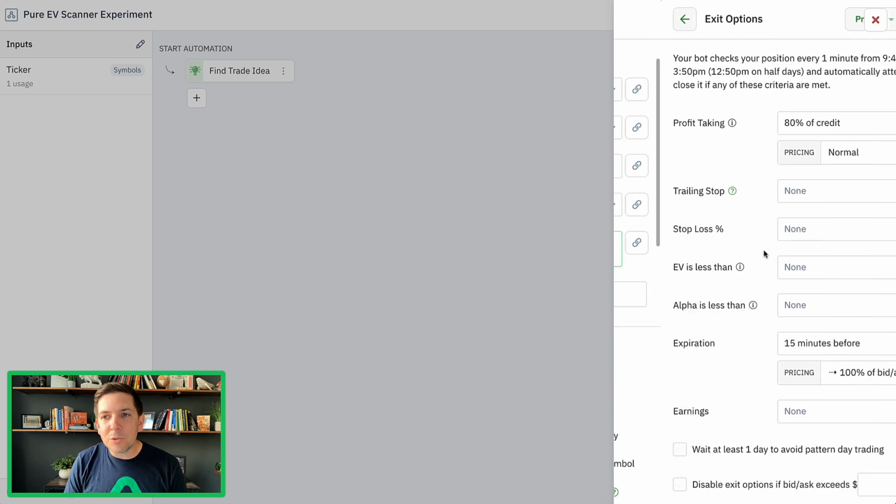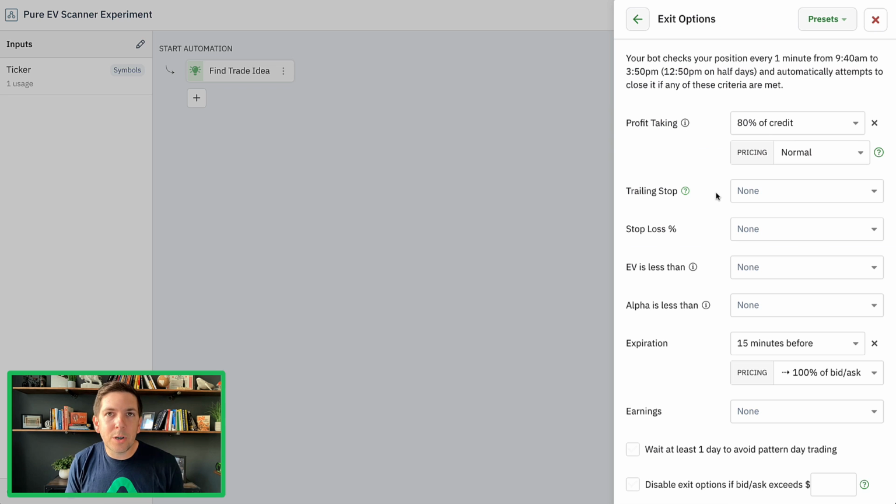And then exit options, I did something here which I thought was pretty standard, okay? So I said, look, if you get 80% of the credit, take the position off, okay? Now look, in this case, it's not letting it go all the way to expiration, but it is including some of the things that we do normally for profit taking, but just at a much higher level.